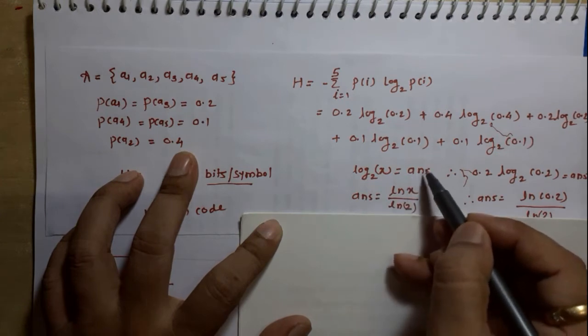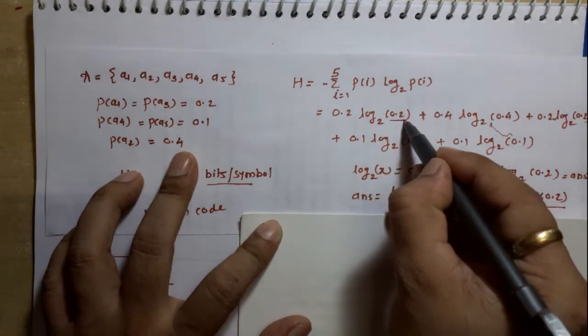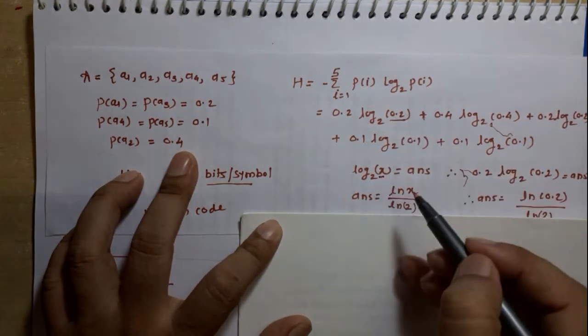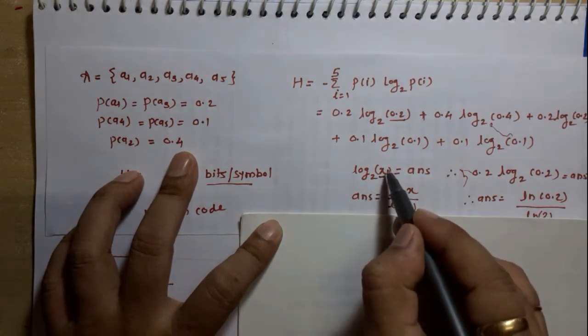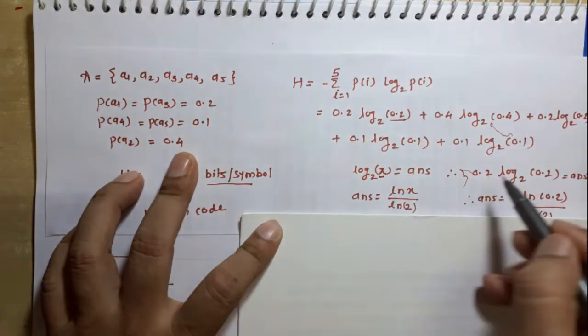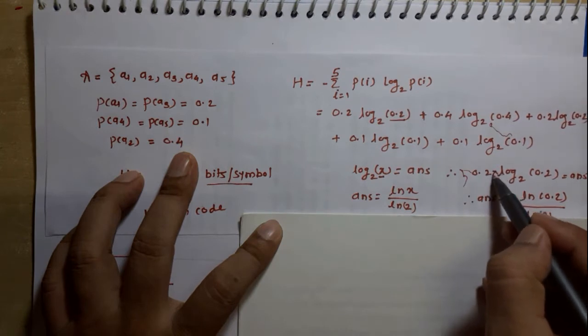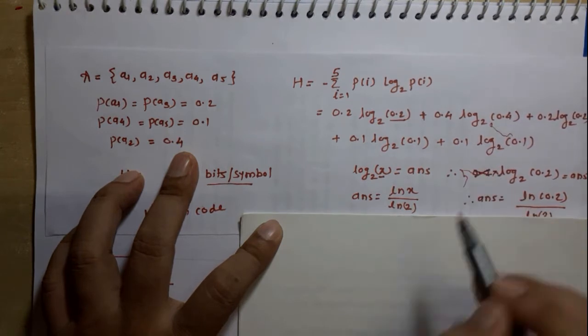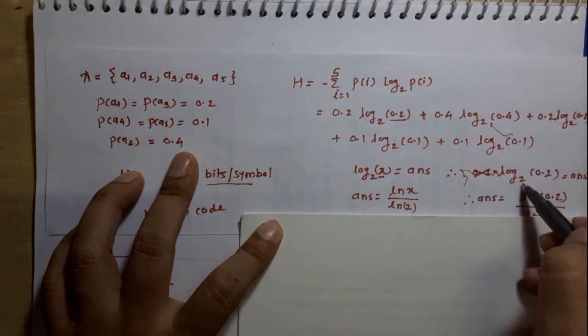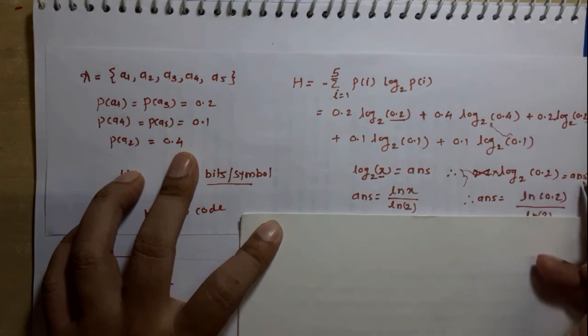For that answer we need to find, where x is equal to 0.2. So log 2 of 0.2, and this 0.2 is as it is, since it is going to get multiplied with this one, so we are not taking it into consideration. So we'll get log to the base 2 of 0.2, and we want the answer.